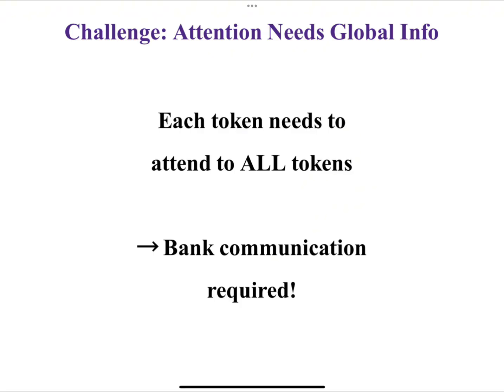However, token-based data flow brings a real challenge. Attention requires global information. Each token needs to attend to all other tokens. If different tokens are stored in different banks, then Bank 0 must see K matrices from all other banks. So we still need bank-to-bank communication. The question is how to do it efficiently.